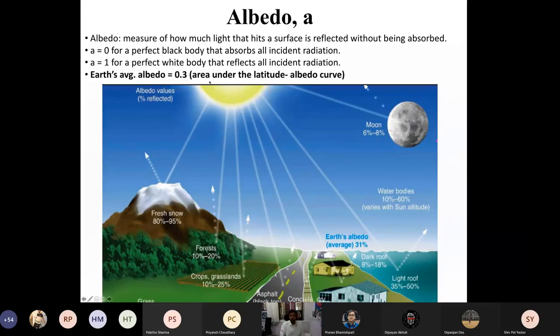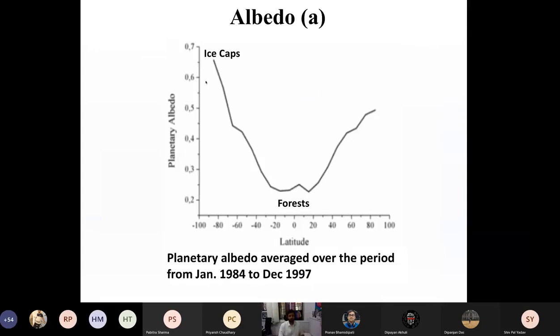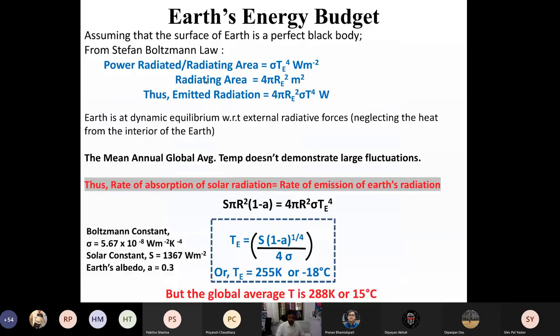Okay, now Earth's average albedo is around 0.3. We know that the polar ice caps will have a very high albedo. It will reflect a lot of sunlight, whereas the equatorial blue ocean will have a very low albedo. It will absorb a lot of sunlight. Now, this is a schematic representation of how the albedo looks across latitude. At the equator, we have 0 latitude, we have mostly forest. And as we move towards the south, that's to the left, and to the north, that's to the right, we can see that the albedo is going up because ice coverage is going up. And for all practical purposes, you can take the planetary albedo as 0.3.